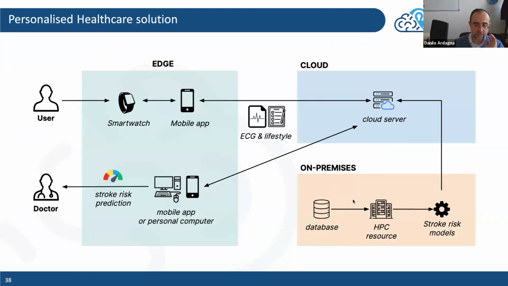This model has been trained at the Barcelona Supercomputing Center on MareNostrum, and then these are deployed on the cloud. And so the edge part is a smartwatch that through a mobile app is connected to the cloud backend that identifies the risk of stroke, and this risk of stroke can be assessed and checked by a doctor that is managing his own patient. So that's the last application.